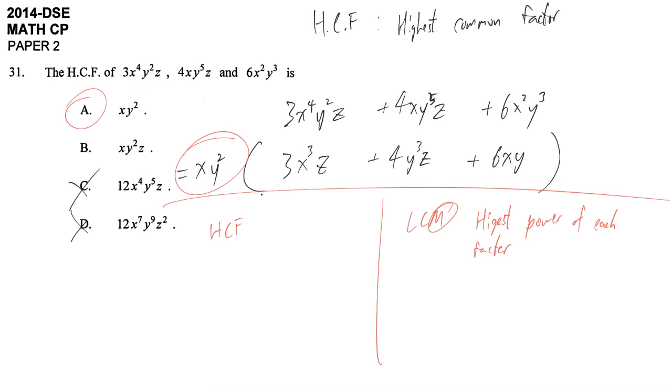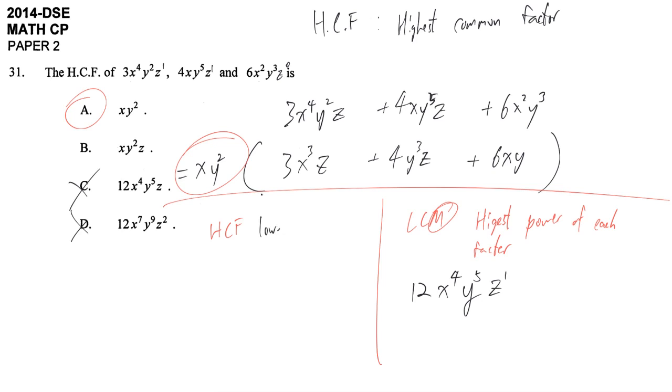So for the LCM, we need a number divisible by 3, by 4, and by 6, which is 12. And then we choose the highest power. For x, power 4, power 1, power 2, so we choose power 4. For y, power 2, power 5, power 3, we choose power 5. For c, power of 1, power of 1, power of 0, so we choose c power of 1. This is the LCM.